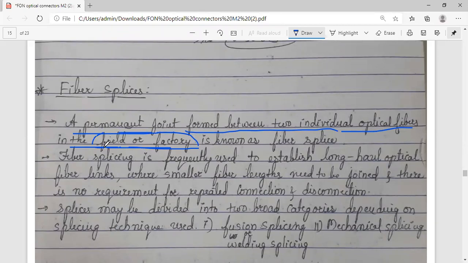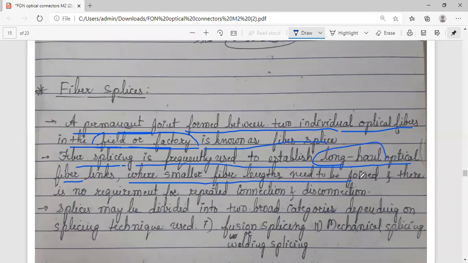It depends upon the application. Sometimes you cannot do it in the field, and you should do the splicing in the factory only. However, in some cases, you can do the splicing in the field where you are doing the cabling. It is known as the fiber splice. Fiber splicing is frequently used to establish long haul optical fiber links. Long haul means long distance communication, where the smaller fibers need to be joined.